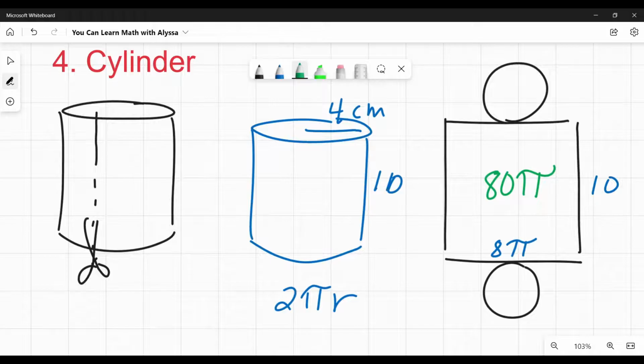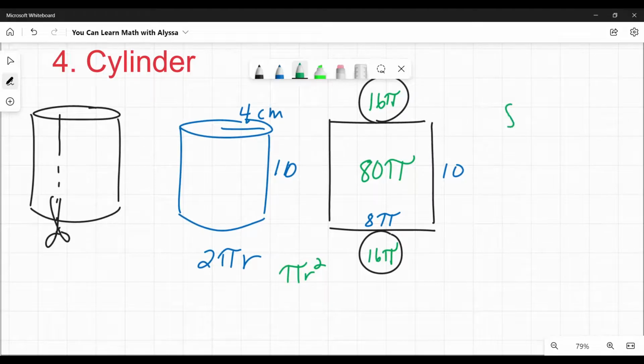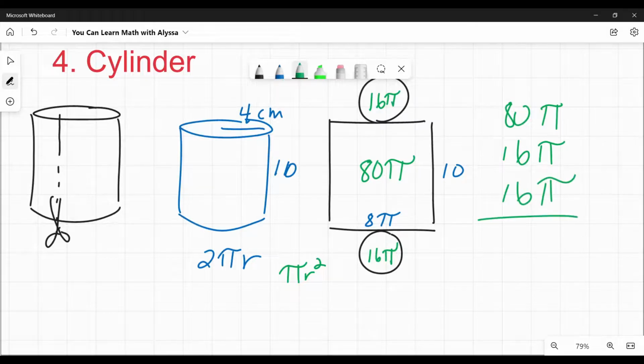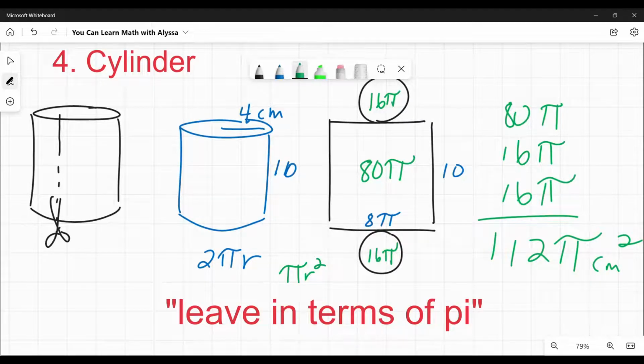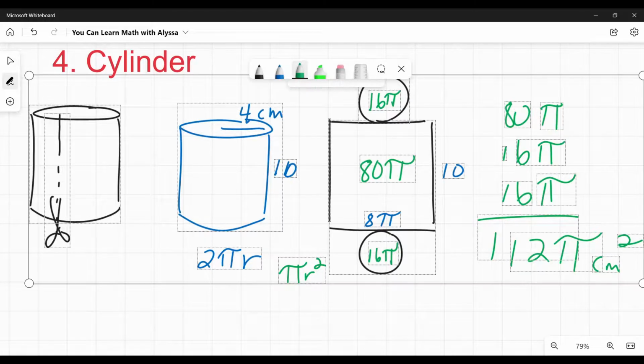Now I need to know the area of my two circles. The area of a circle is pi r squared. My radius is 4, so the area of this top circle is 16 pi, and the same goes for the bottom. And now I need to add all those up. 80 pi plus 16 pi plus 16 pi, talking faster than I can write here, is 112 pi. And that's going to be in centimeters squared. If it says leave in terms of pi, that's how you're going to leave it. If it wants a decimal, use your calculator to get an approximate for that.